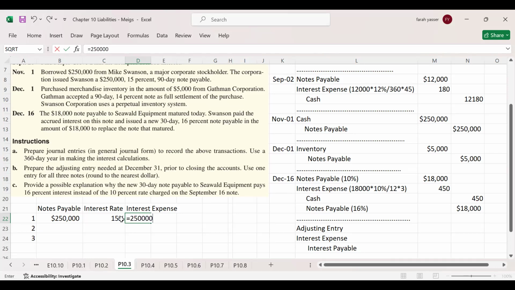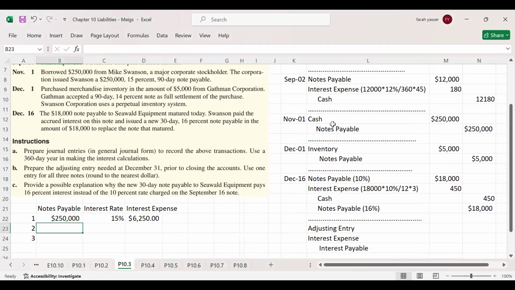$250,000 multiplied by the rate of interest, 15%. Then we are going to divide this amount by 12 to convert this interest expense into monthly expense, and then multiply it by how many months? 2 months. So the interest expense on this note is $6,250.